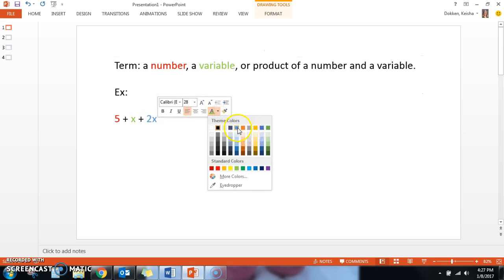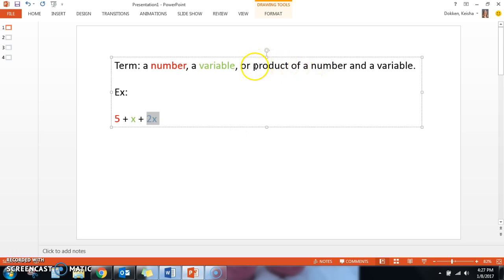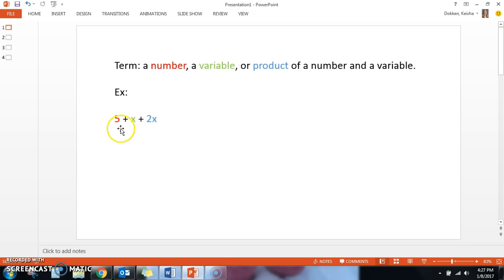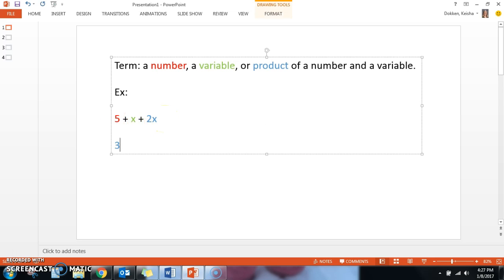So remember that the product is shown when two things are touching in math and there's no symbol in between. So 2x next to each other like that means product, which means multiply. But those are three different terms in this expression. So this expression has three terms.